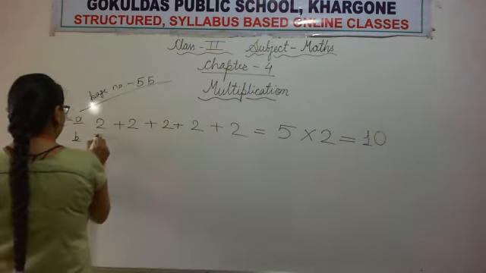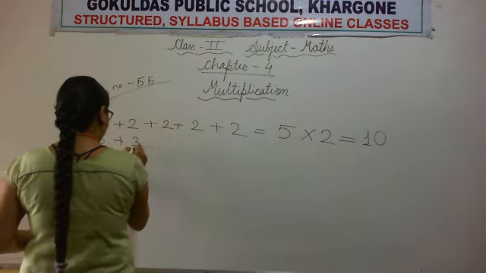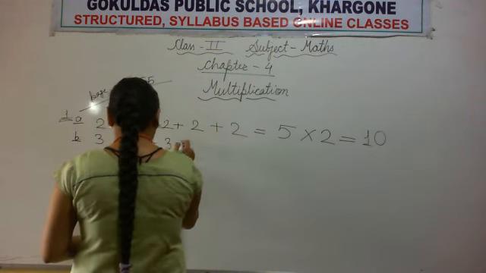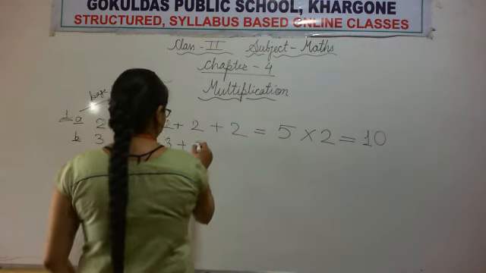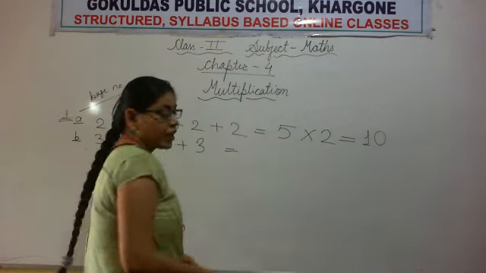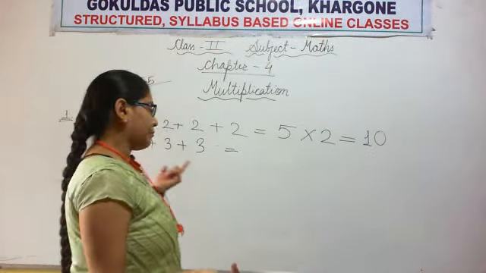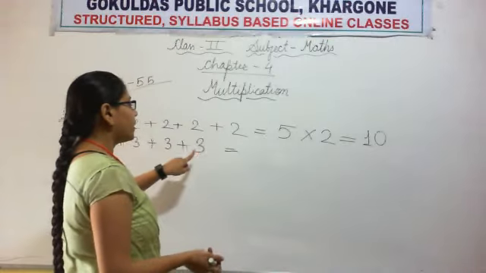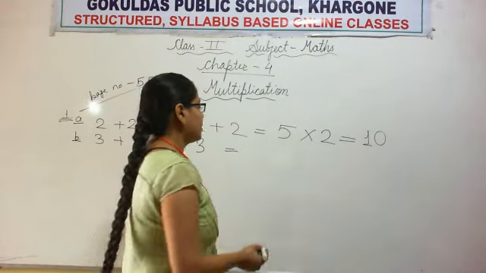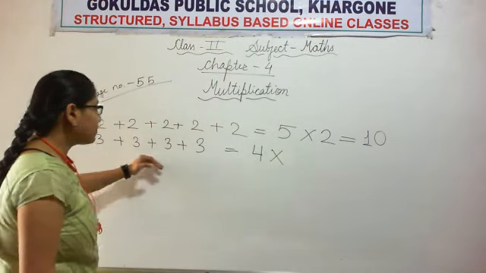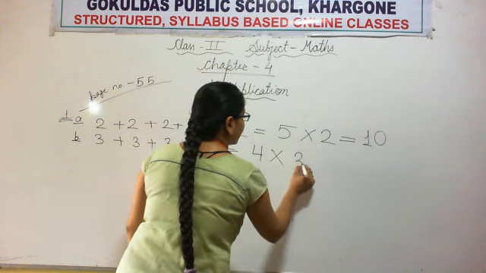Now, moving towards the next part, part B. 3 plus 3 plus 3 plus 3. Now first of all, we will count how many times. 1, 2, 3, 4. 4 times. So let's write number 4 first. Into, 4 times what? 4 times number 3. So we will write 3.